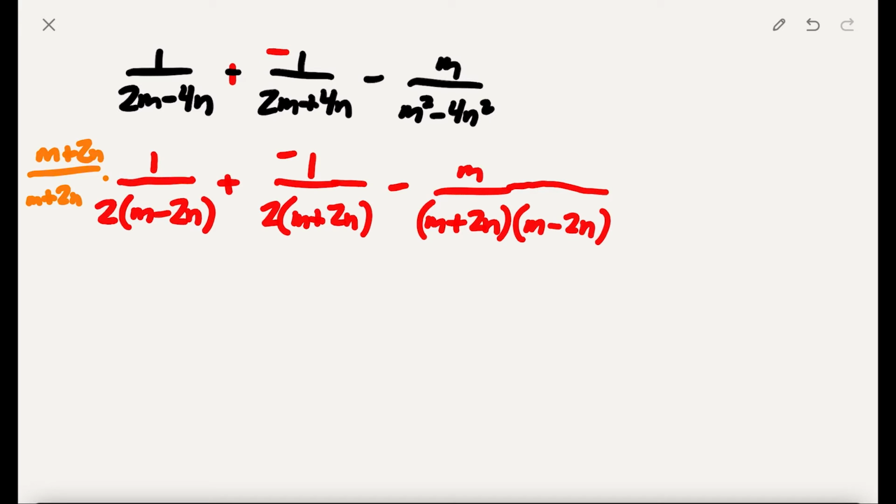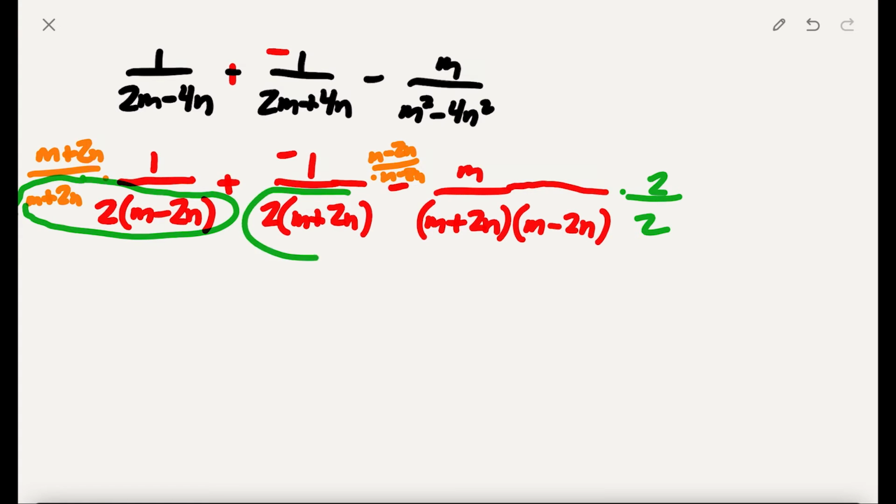Okay, I'm going to do the same thing over here, only it's going to be m minus 2n. And that last one, I'm just going to multiply it by 2 over 2. So now if you notice, all of them have an m plus 2n, a 2, and an m minus 2n for the denominators. So since we have common denominators, we can combine all of our numerators.